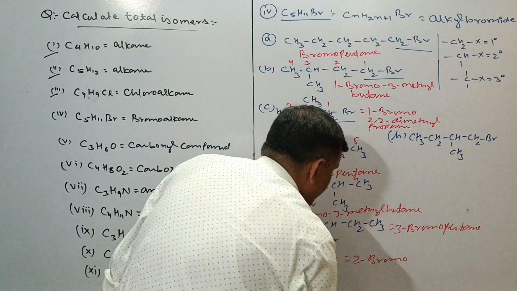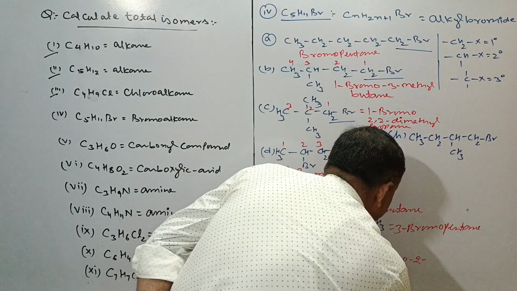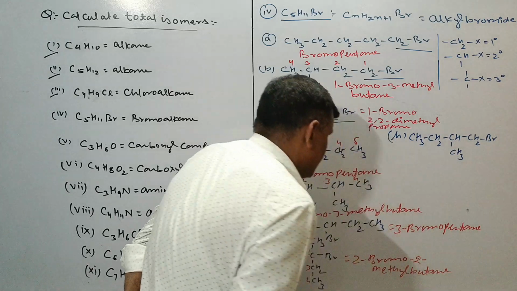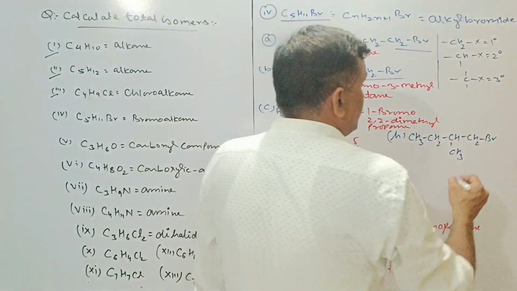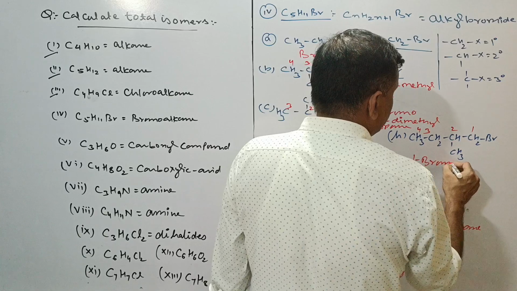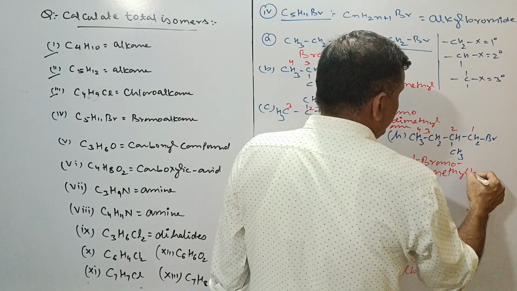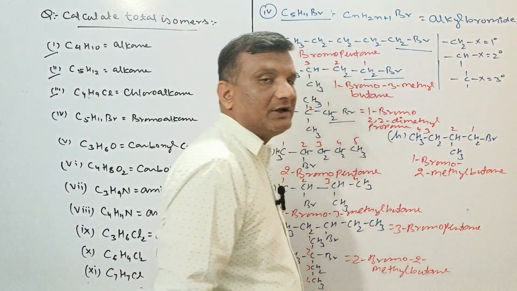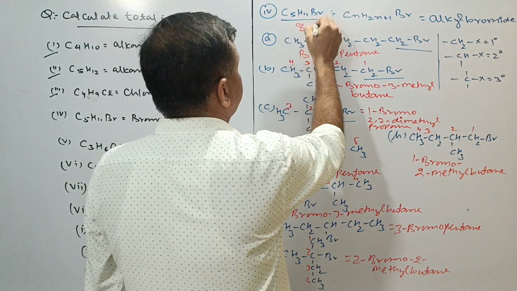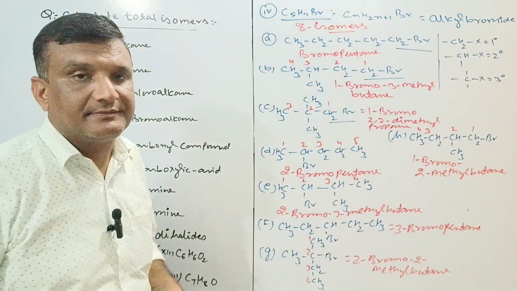2-bromo-2-methylbutane will be the isomer, and this is the 1, 2, 3 and 4, 1-bromo-2-methylbutane will be the final isomer for the C5H11Br. So it will be 8 isomers. This was about this question.